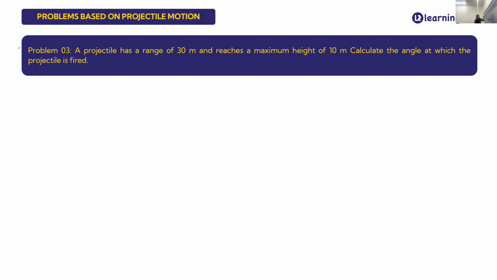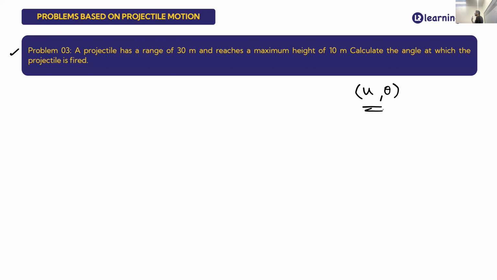So the next question is, a projectile has a range of 30 meters and reaches a maximum height of 10 meters. If these two are the given information, calculate the angle at which the projectile is fired. Okay, so listen to this carefully. It is the same projectile which is thrown at the same angle, right? Meaning u and theta applied in the formulae of range and maximum height are the same, accepted? So I'm repeating it. It is the same projectile thrown at the same angle.